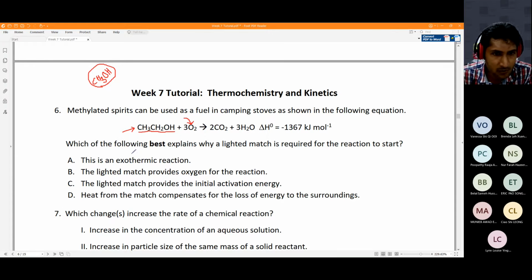Which of the following best explains why a lighted match is required? So why do we need to use the lighter or a match? We have to strike a match. Why does it not just start a fire, or in our kitchen, the LPG, right? So it gives the activation energy. Just maybe 1 or 2 molecules get enough activation energy, and then they cross. When they start to form the product, they release energy. So other molecules get that energy, and then the fire. So that is how the fire starts.